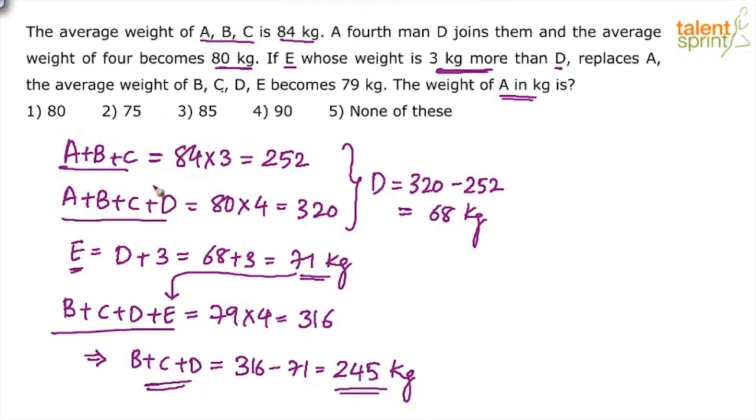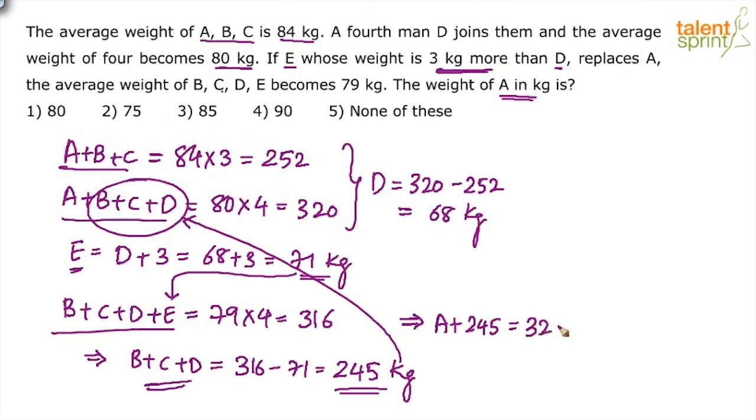Now substitute this BCD in this place. 245, substitute here. So what happens? A plus 245 is equal to 320. Then what is A from this one? 320 minus 245. So 55 plus 20, 75 kgs. Right? Option 2, 75 kg is the correct answer.